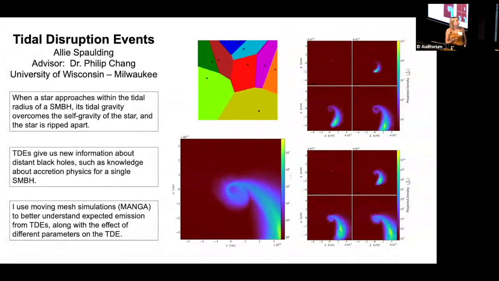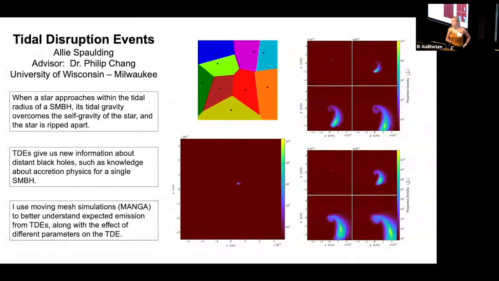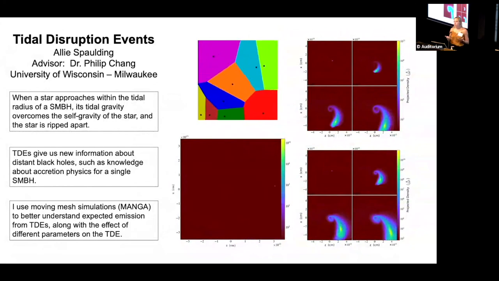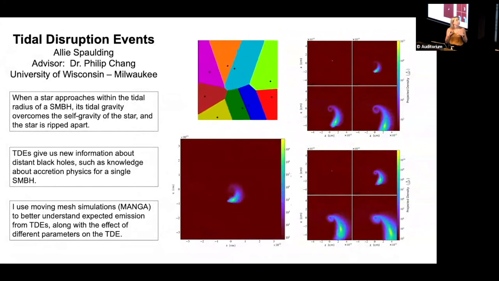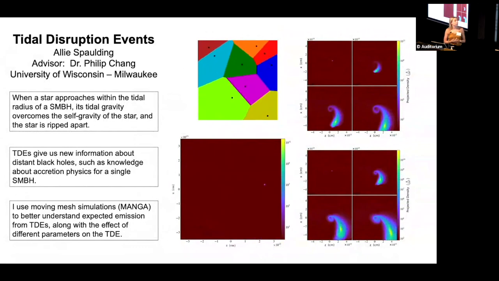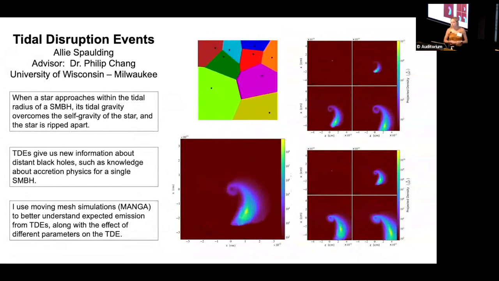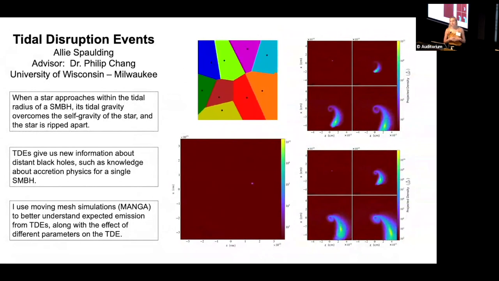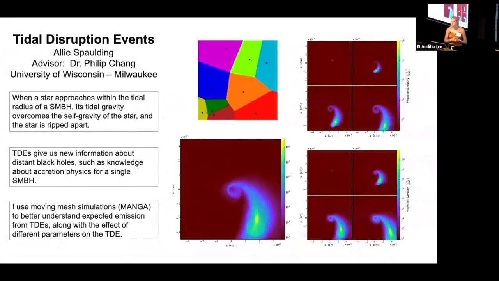I also work with Phil at University of Wisconsin-Milwaukee, along with the rest of the UWM group, and I focus specifically on tidal disruption events. A tidal disruption event happens when a star approaches within the tidal radius of a supermassive black hole. Its tidal gravity overcomes the self-gravity of the star, and then the star is ripped apart.